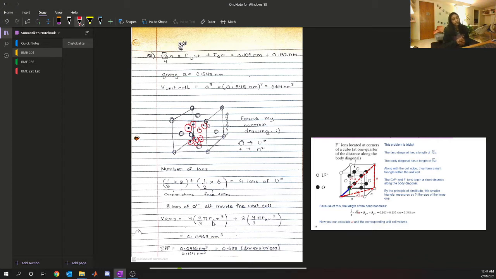Going from that, we calculate the IPF, which is the volume of the ions divided by the volume of the unit cell, and you get a dimensionless number right here. This is just a tricky question only because we're using BCC instead of FCC when the actual structure for UO2 and CaF2 is an FCC. Please keep that in mind.